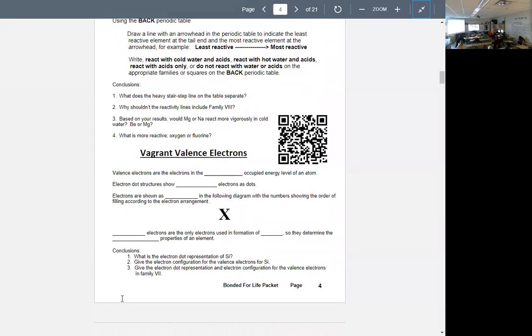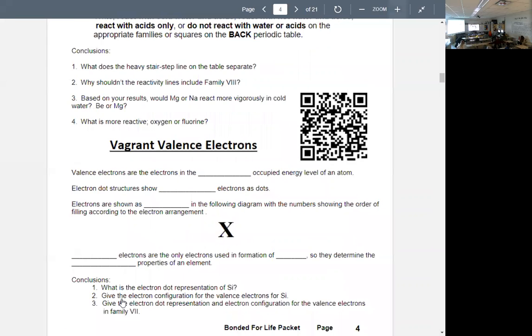Let's answer them together pretty quickly. So what does the heavy stair-step line on the table separate? Tell your partner for 10 seconds. What is the staircase separating? Ready, go. 9, 8, 7, 6, 5. Metals and non-metals. We didn't even need 10 seconds for that. All right. You might need 10 seconds to write it. So page 4, right here, metals and non-metals. All right, 10 seconds with your partner. Number 2, why shouldn't the reactivity lines include family 8?